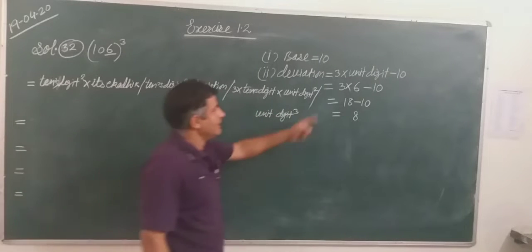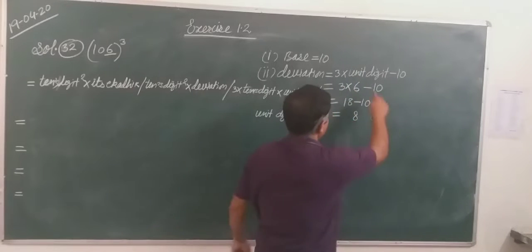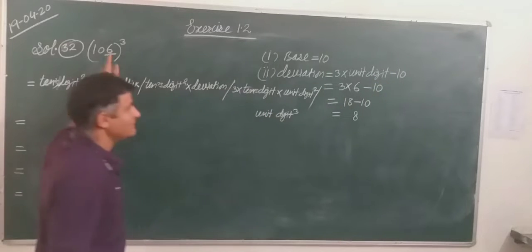So what is the division here? Division is 8: 3 multiplied by the unit place digit, minus 10. Here 3 is from the formula and minus 10 is also from the formula. So 3 times 6 is 18, minus 10, that is 8. And you can also see 6 here comes from the unit place digit. Your unit place digit is 6.